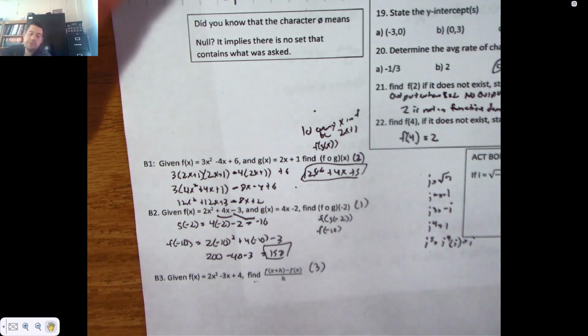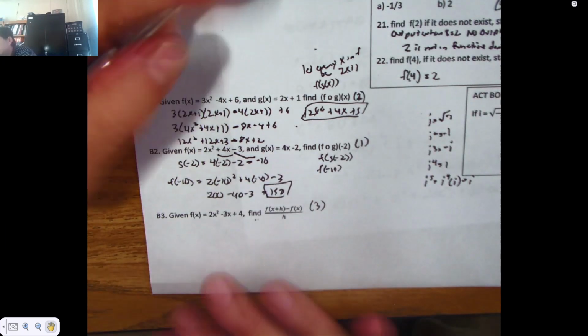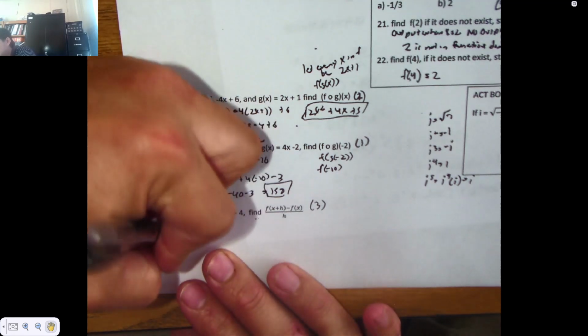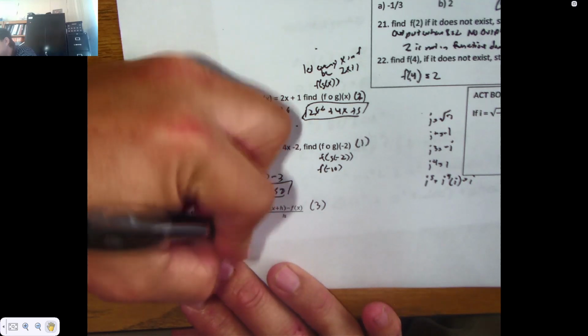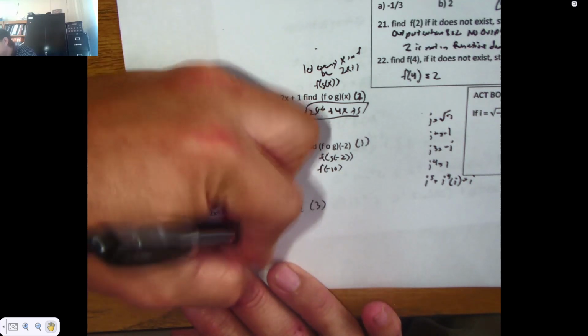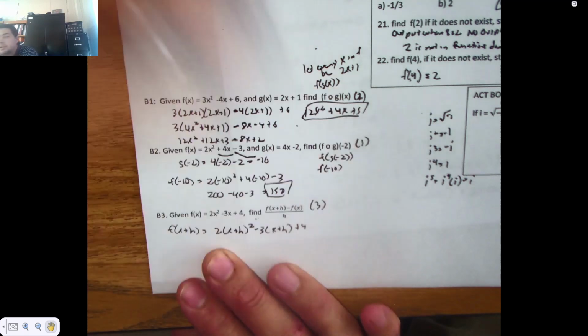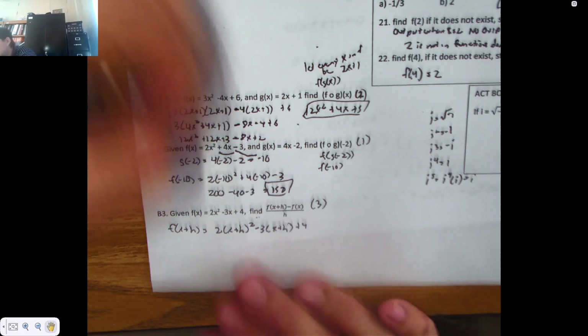And the last bonus, better known as the derivative or the difference quotient. Find f of x plus h minus f of x over h. So I'm going to find f of x plus h first by letting every x that I see become x plus h. This is going to be used in your pre-calculus class and your dual enrollment class next year. If you take bridge math, you will not do this, promise you.